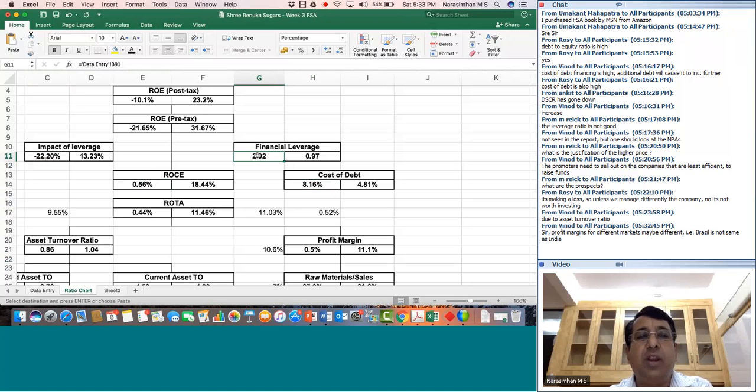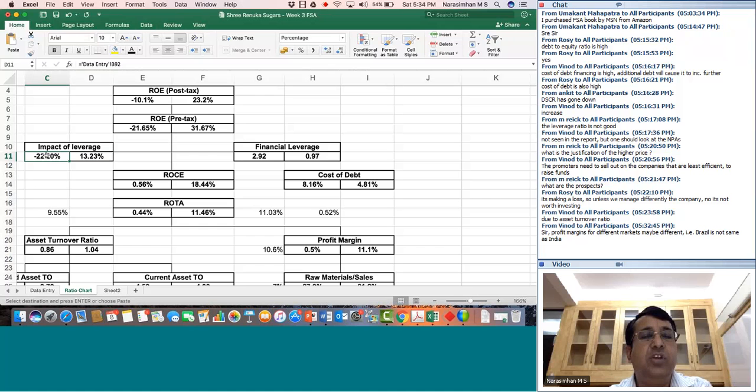Multiplied by 2.92, which is a magnifier, which magnifies the profit or loss. The spread is a profit or loss. This financial leverage, which is nothing but the debt by equity, is basically the magnifier. And that is what you see as the output of this one. In the previous year, it contributed 13% because your return on capital employed was 18%, your cost of borrowing was 4.81%. So you have a decent 14% spread. Multiplied by 0.97, you got 13.23, which magnified. Now the same magnification is happening, but on the negative side.